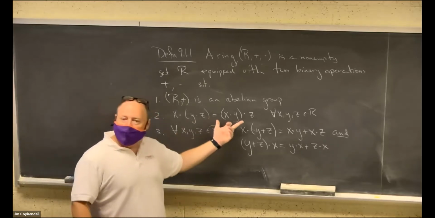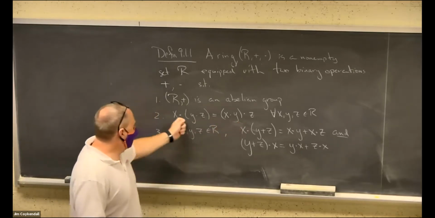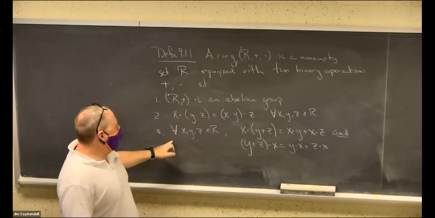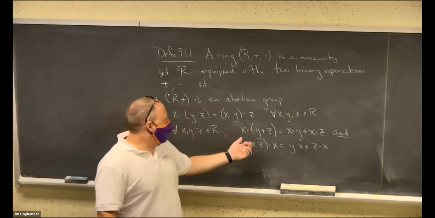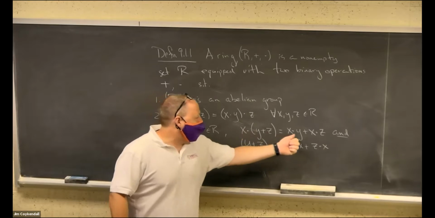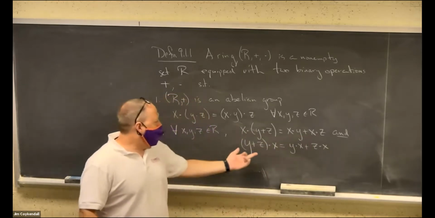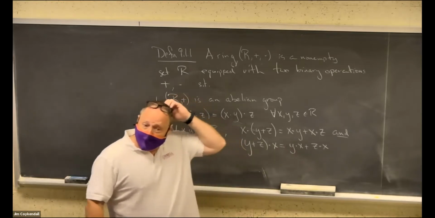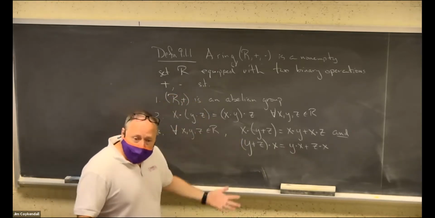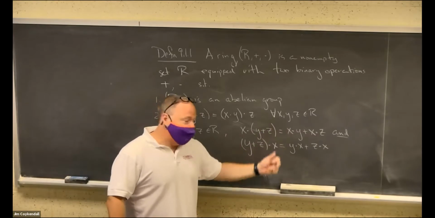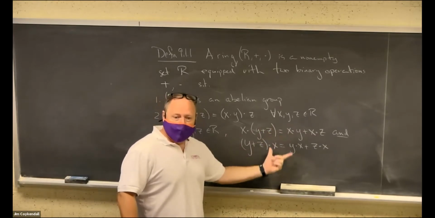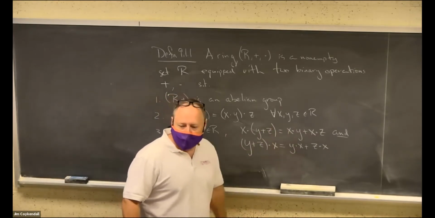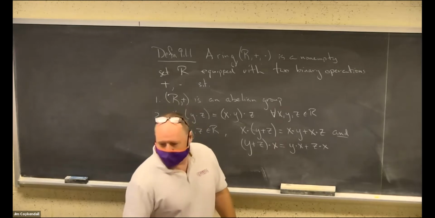Number one, I want it to be associative, right? I want it to behave that way. And I want it to play nicely with addition. So x times (y plus z) is xy plus xz, and (y plus z) times x is yx plus zx. Let me point out that if a ring is commutative, if the order of multiplication doesn't matter, then I only need one of these, right? This takes care of the case where the ring may not be commutative.